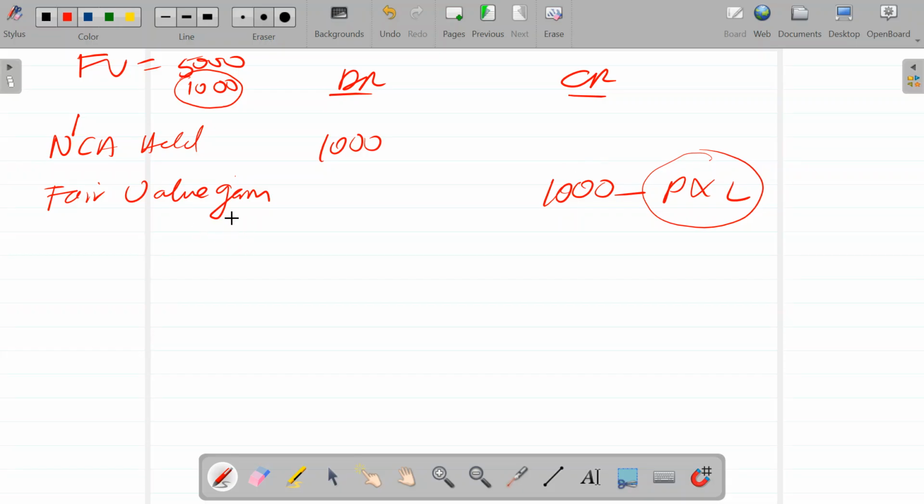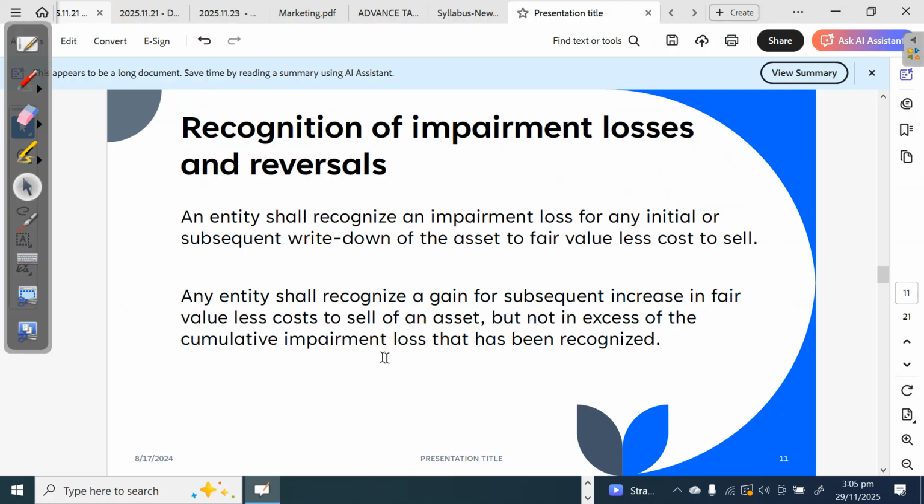So anytime there's a change in the fair value, we have to adjust the value of the non-current asset held for sale until we sell it. Okay, until we sell it.